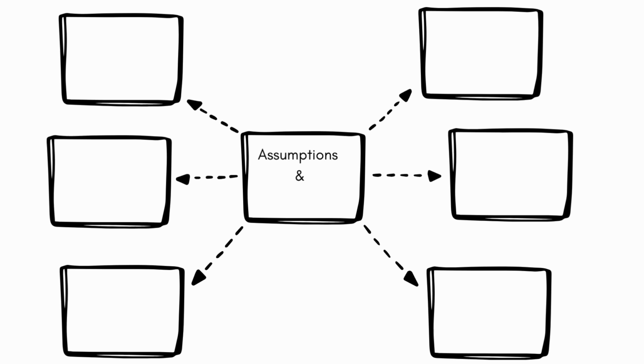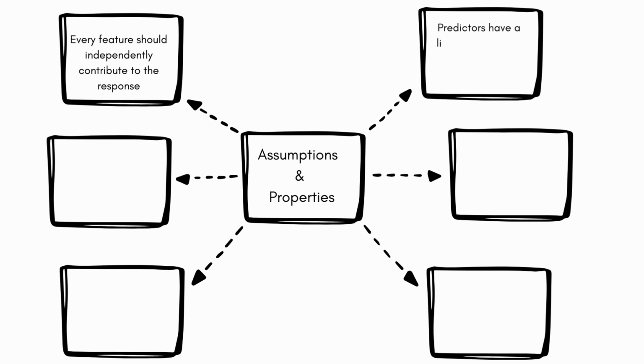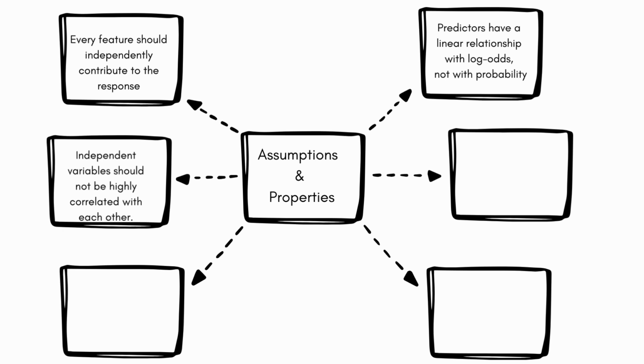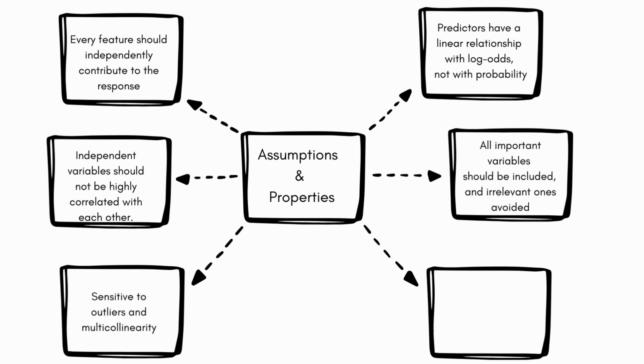Some of the crucial assumptions and properties. Every feature should independently contribute to the response. Predictors have a linear relationship with the log odds, not with the probability. Independent variables should not be highly correlated with each other. All the important variables should be included and irrelevant ones should be avoided. It is sensitive to outliers and multicollinearity. Logistic regression models the log odds, not the probability directly.